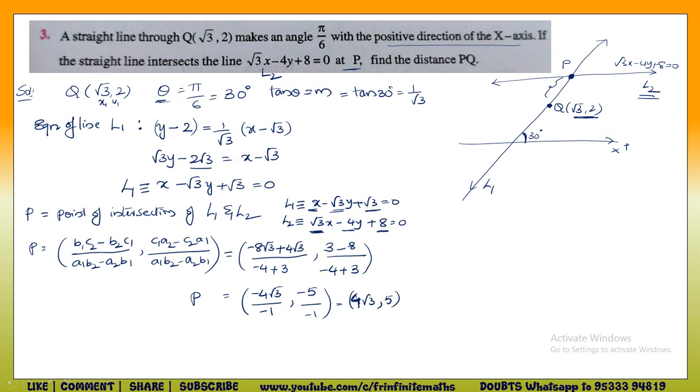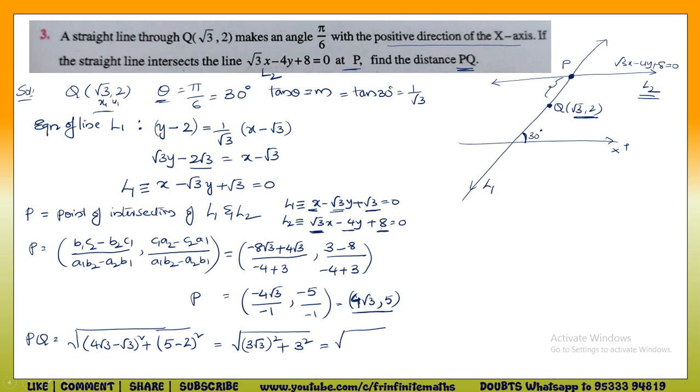Now what do I need? I need to find the distance PQ. Clearly PQ is nothing but the distance between point P and point Q. So this is point P and this is point Q. From that, what am I going to get? Square root of, directly I can write it as, 4 root 3 minus root 3 whole square, that means x1 minus x2 whole square, plus y1 minus y2 whole square, which is 5 minus 2 whole square. So this gives me square root of (4 root 3 minus root 3, which is 3 root 3) whole square plus (5 minus 2, which is 3) square.